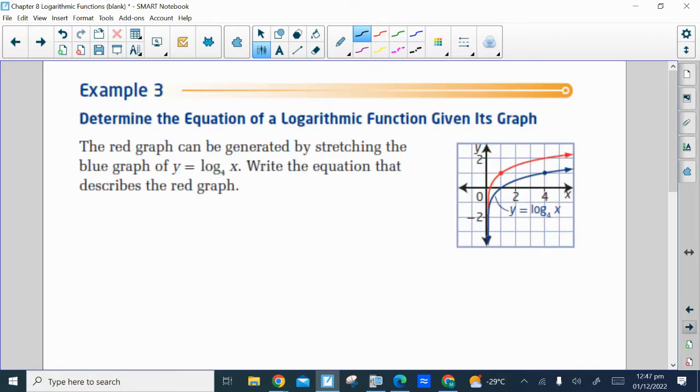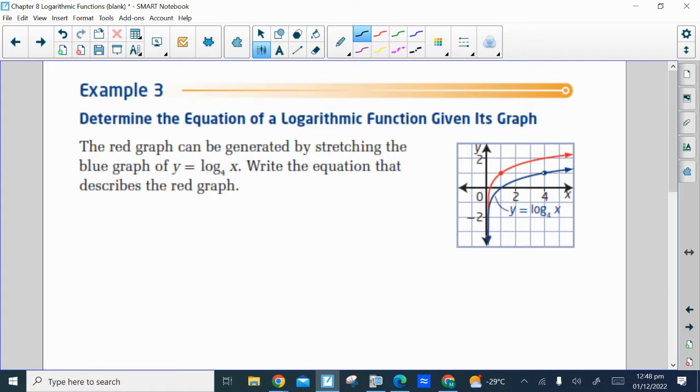Okay, this next example where we're given a graph, as it says on the screen, the red graph is generated by stretching the blue graph of y equals log base 4 of x. On your page it's not colored, but the original graph is labeled. First one is log base 4 of x. Write the equation that describes the red graph. So as we've seen before too, often there's going to be corresponding points that are given, right? And so we can use that to get our equation.